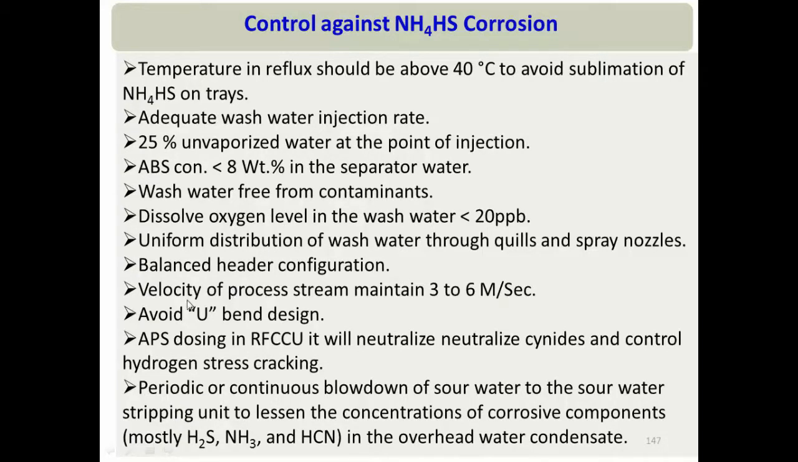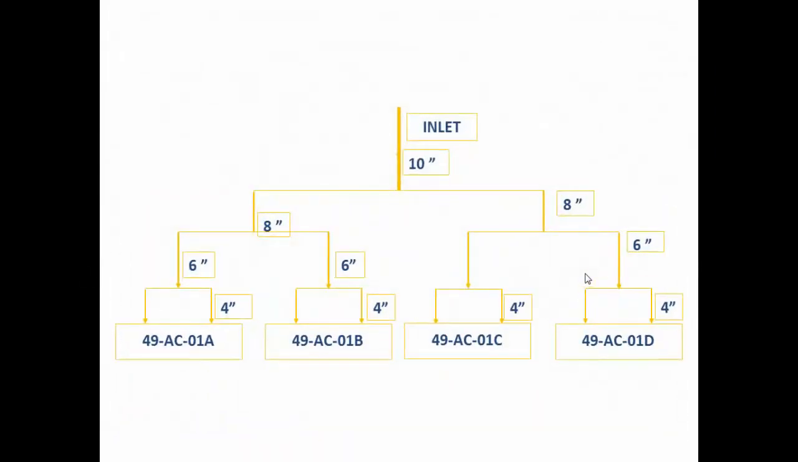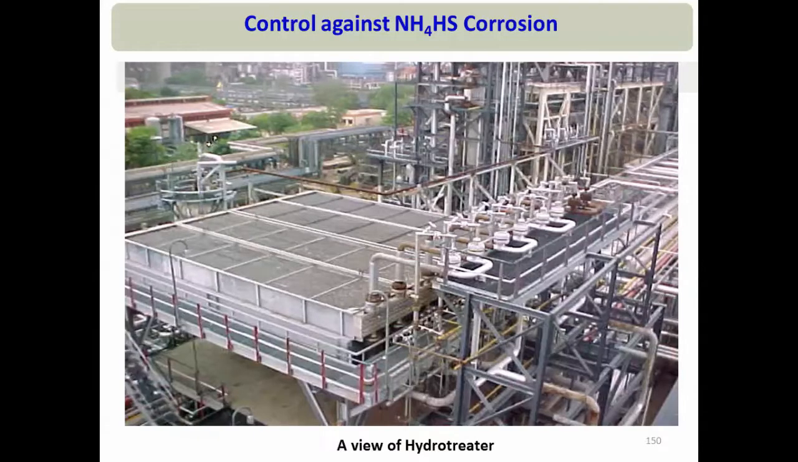Another is that design should avoid the U-bend, otherwise erosion corrosion will take place. And another important point is that the velocity of the process stream should be maintained within 3 to 6 meters per second. Low velocity causes salting and high velocity causes erosion corrosion, so we should keep that in mind. These two points we will discuss when we discuss the absorber in particular. So this is a typical view of this overhead balance header design.